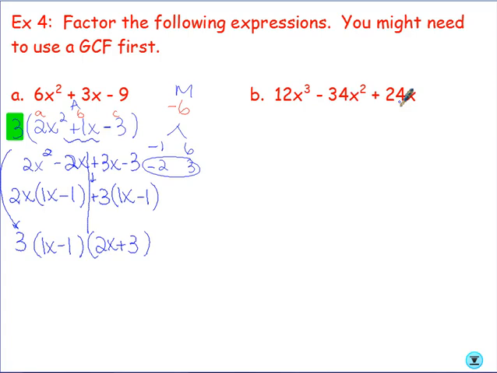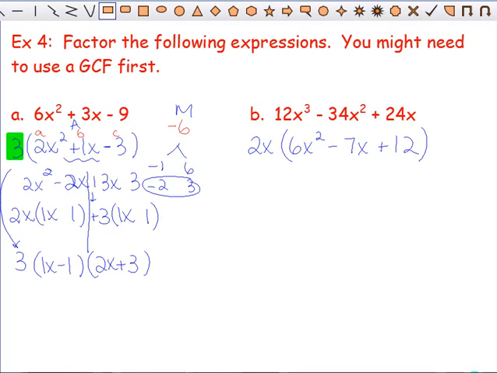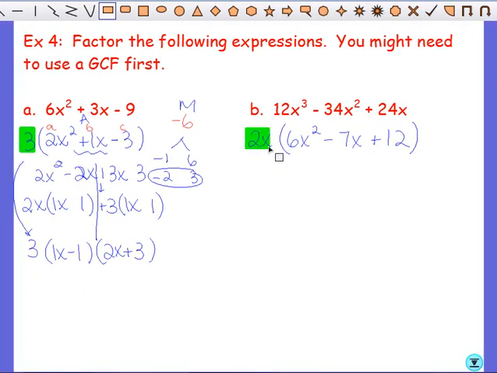12, 34, and 24 are all divisible by 2, but they also each had an x in common. 12 divided by 2, 6. We're left with x squared. Negative 34 divided by 2, negative 17. We're left with x. 24 divided by 2, 12. No more x's. Hiding that guy temporarily.